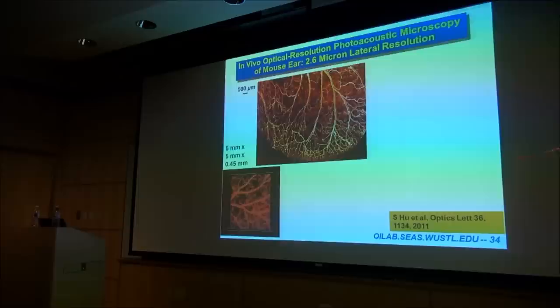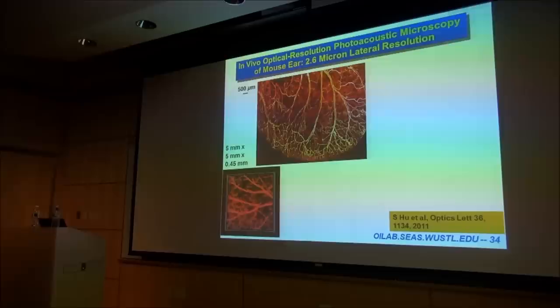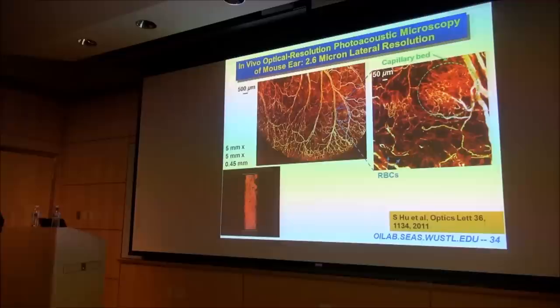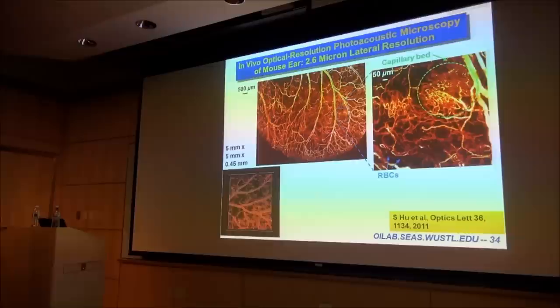This is another example image. This one was acquired using a 2.6 micron lateral resolution system. With this resolution, you can see every single blood vessel in the skin. This is an image acquired of a mouse ear. You can zoom into a smaller area to see the details. You can see capillary beds, single capillaries. The dots are actually single red blood cells. That's a 3D rendering of the data set.